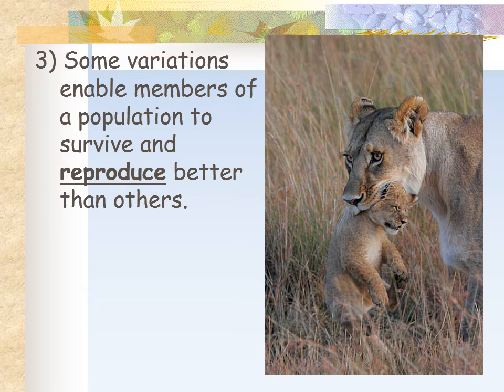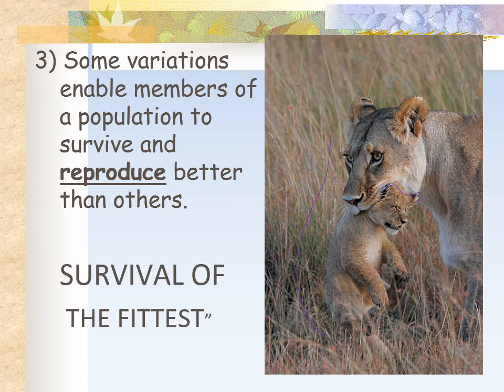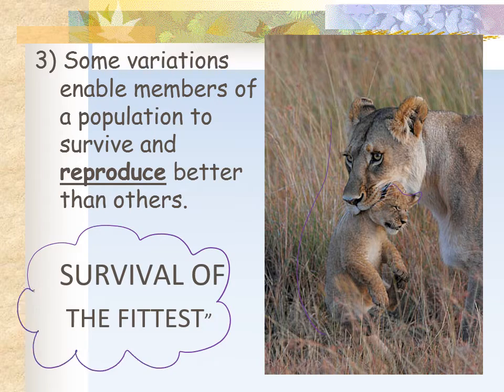Some variations enable members of a population to survive and reproduce better than others. We're showing reproduction here. This lioness has mated and produced a cub which she's carrying in her mouth, right? Only really the organisms that have those good beneficial adaptations, whatever they may be, are surviving and passing on their traits. If you're not well adapted to your environment, you will die. And that's basically the idea of survival of the fittest. The fittest are those that match their environment.